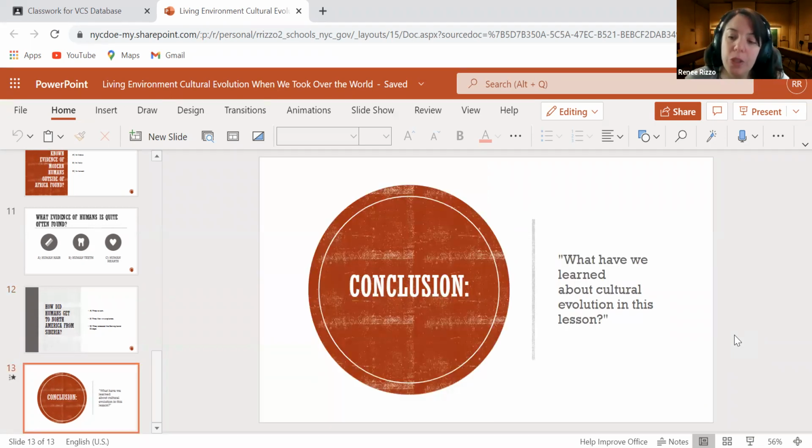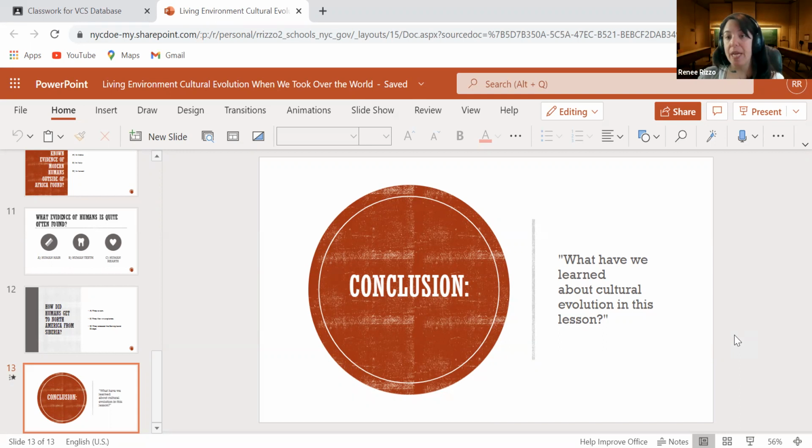So, the conclusion question: what have we learned about cultural evolution in this lesson? So, out of all of the 5 lessons that I developed based on the original lesson, I would do this particular lesson last. So, you would hope that students talk about when we took over the world in this particular lesson, because that is what you focused on.